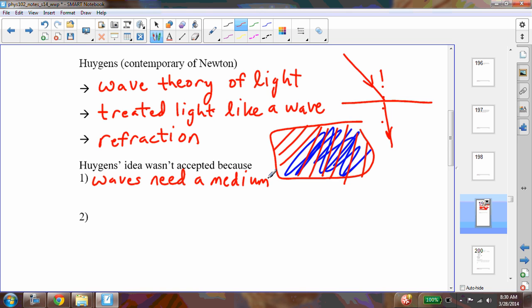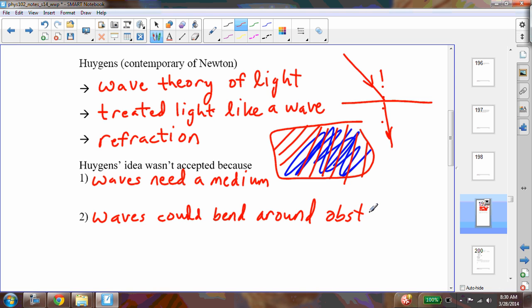Also, waves could bend around obstacles. So for example, if you stand behind a door and you say something, the waves that you generate with your mouth, the sound waves, can bend around the door and can go to whoever's on the other side of the door if it's partially open. Right? Scientists at the time thought that this was not possible with light.